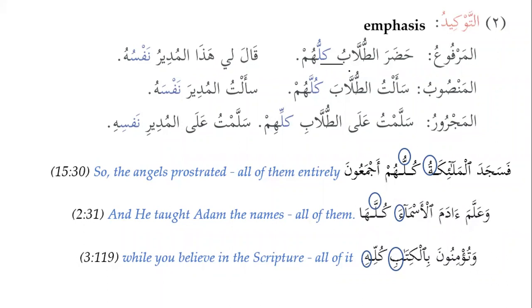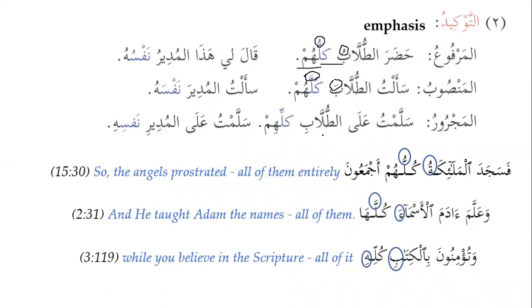Hadara at-tullabu kulluhum. As we have seen, this is called matbu', so the irab of the matbu' will be the same as that of the tabi'. At-tullabu has dhamma, so the harf of tawkid will also take dhamma, kullu. Kullun is most of the time used as mudaf, and hum is the pronoun. Hadara at-tullabu kulluhum, all the students attended. Similarly, al-mansub: sa'altu at-tullaba kullahum. Because at-tullab is mansub, the irab of kullu is also mansub.